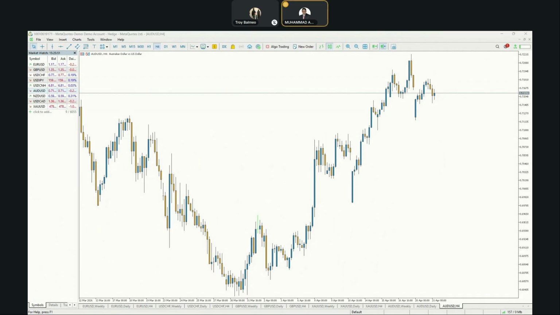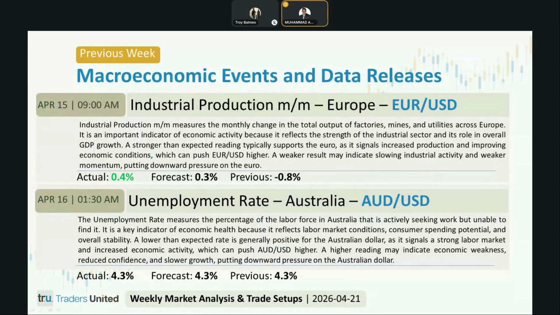So the overall analysis and key takeaway is Australia's unemployment rate remained at 4.3%. This matched the forecast and showed stable labor conditions. AUD USD currency pair moved higher despite no surprise in the financial data. Market sentiment remained supportive for the Australian dollar. Final key takeaway is previous number was 4.3%, forecast 4.3%, actual unemployment rate is also 4.3%.